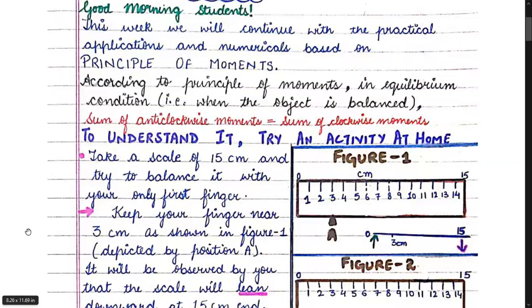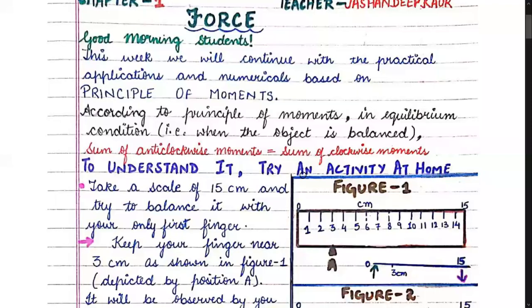Children, here we have to understand what the principle of moments is. According to the principle of moments, if the object is in equilibrium, then the sum of anti-clockwise moments, or you can say the sum of anti-clockwise torque, is equal to the sum of clockwise moments.